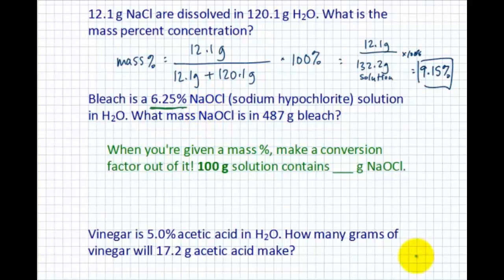So what we can do, if you're ever given a mass percent, you can make a conversion factor out of it. You can make a fraction so that you can solve a unit conversion problem out of it. Okay? If we have a 6.25% solution, right? Percent means out of 100. If I had 100 grams total of solution, it would just contain 6.25 grams because that's what 6.25% means, right? Percent means out of 100.